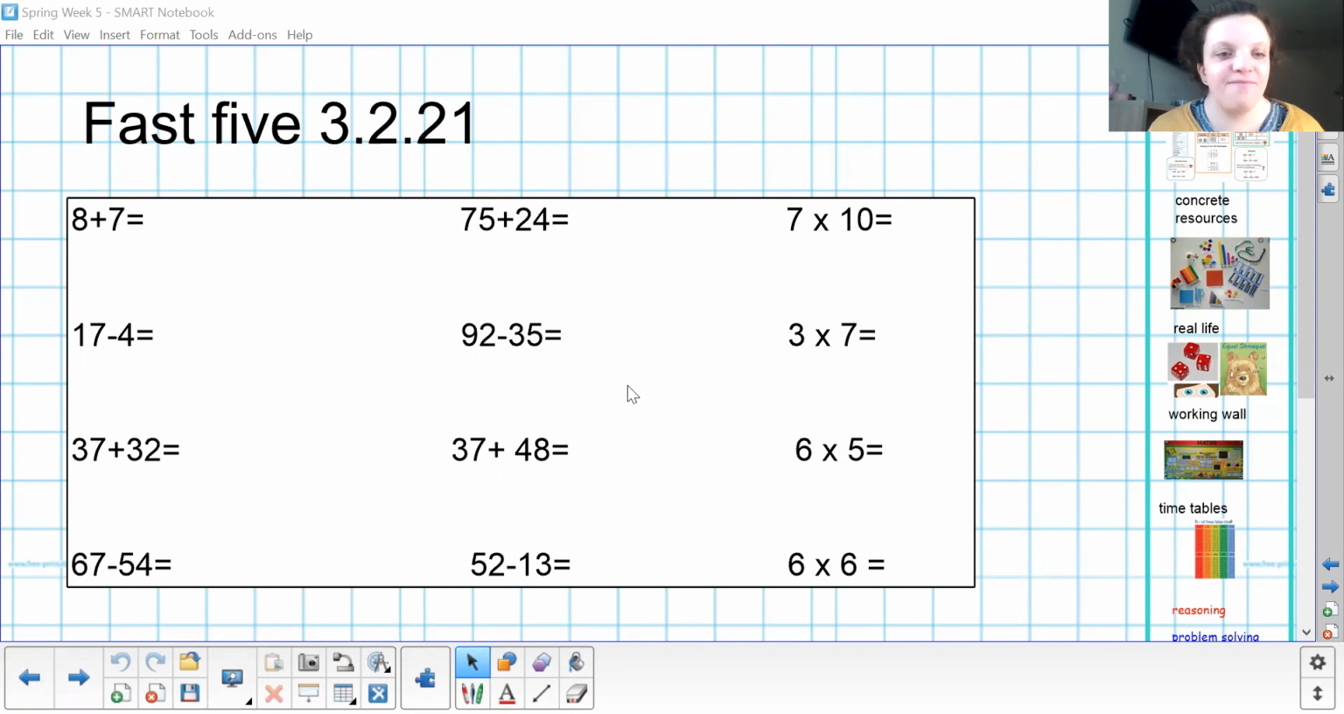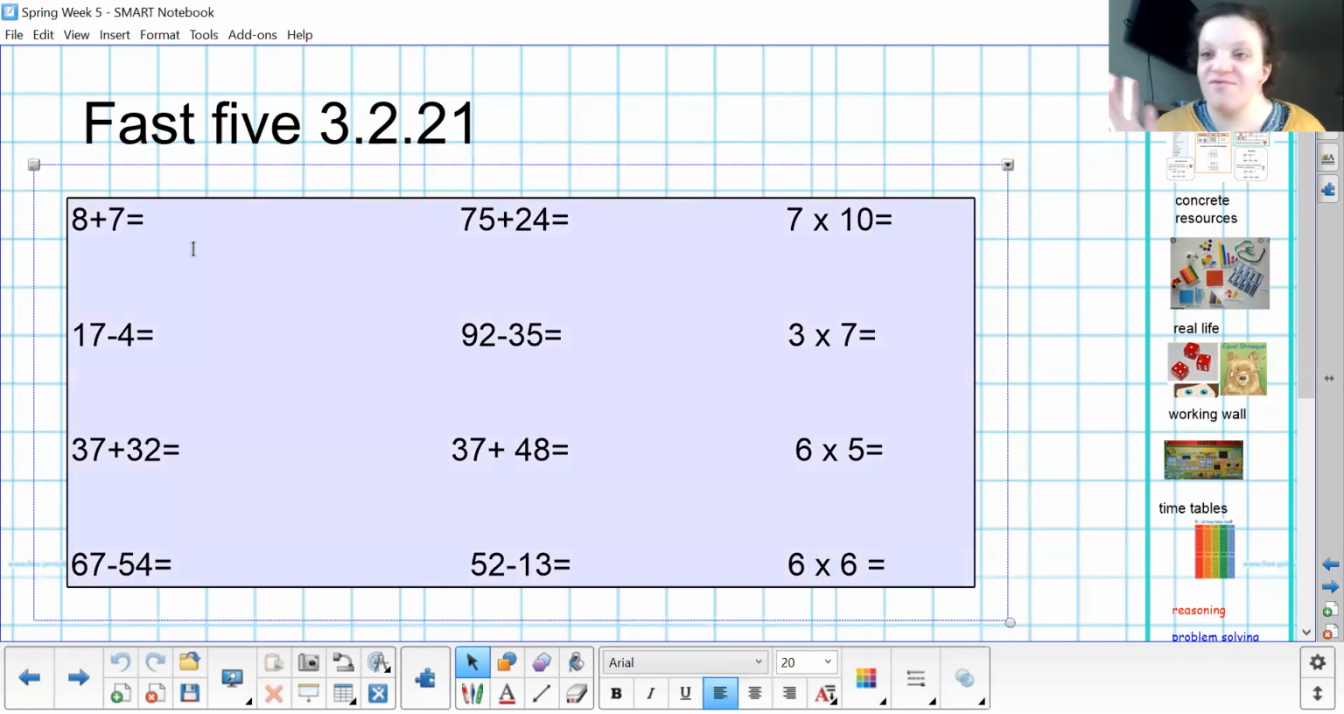Okay, well done. If you've completed all of them, fantastic. If you had a really good go, just as brilliant. Let's go through the answers and you can tick mark your own to see if you got them right. Let's go. So 8 add 7 is going to be 15.